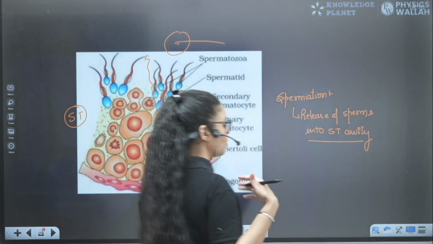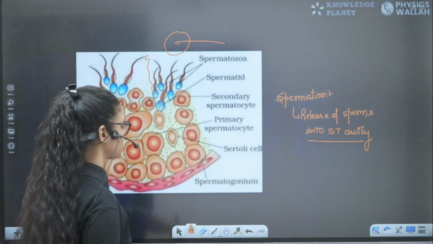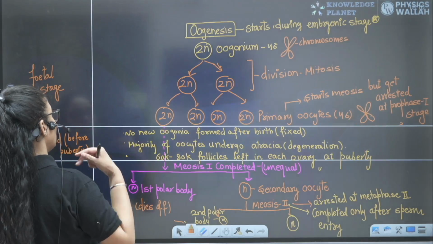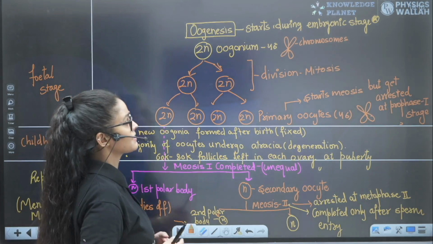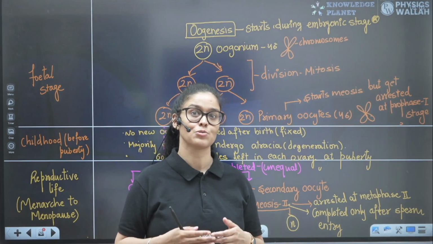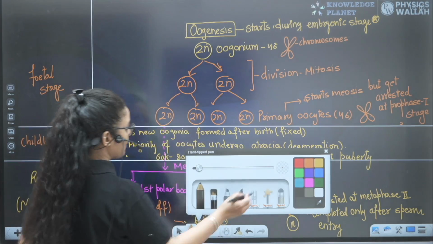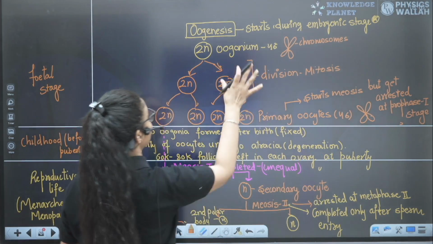Outside it, right? So it will go further, it will be transferred to the further accessory tubes that we know. So now let's discuss the oogenesis, which is a little bit peculiar, a little bit different in comparison to the male reproductive system. How? Let's see. When we talk about oogenesis, just see the diagram.